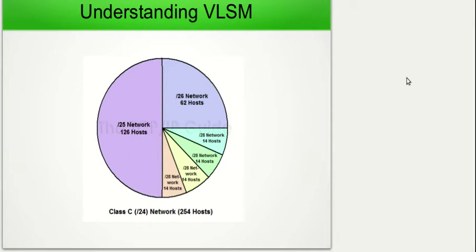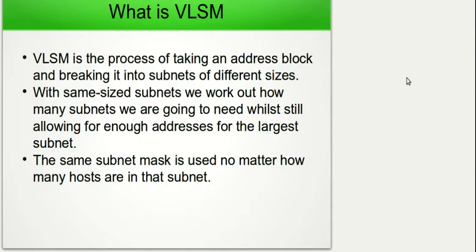Understanding VLSM. I think this is the fourth video of the subnetting subseries. We're going to be looking at variable length subnet masking, seeing how it works, and how we can make our IP address assignment process in our network more efficient. All VLSM is, variable length subnet masking, is the process of taking an address block and breaking it down into subnets of different sizes.